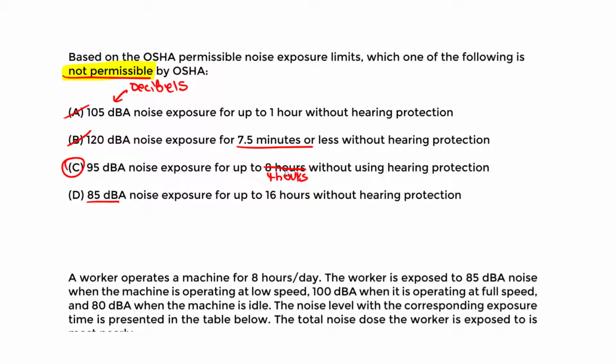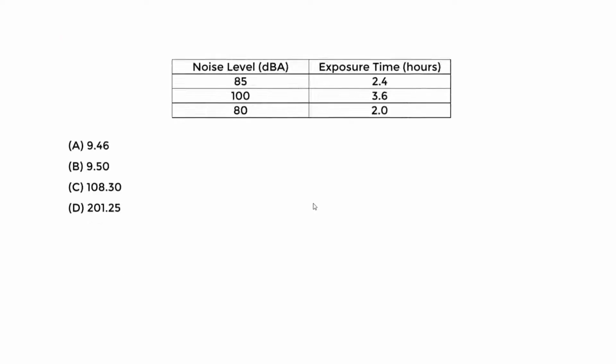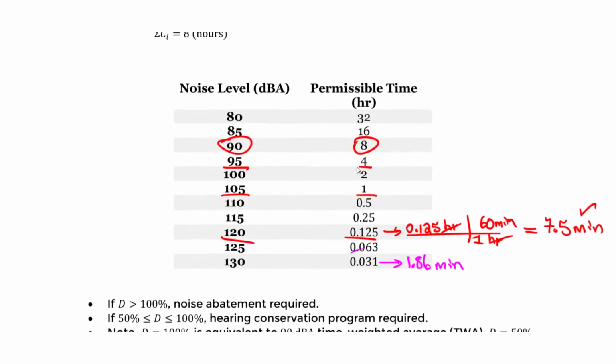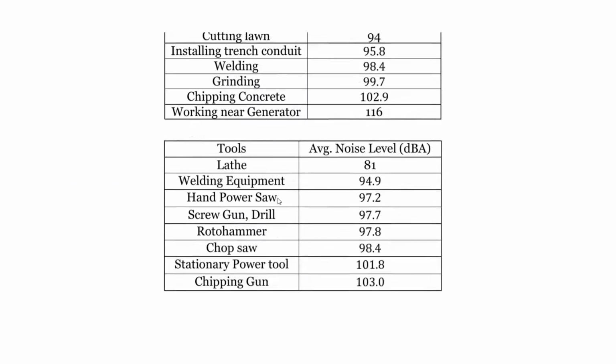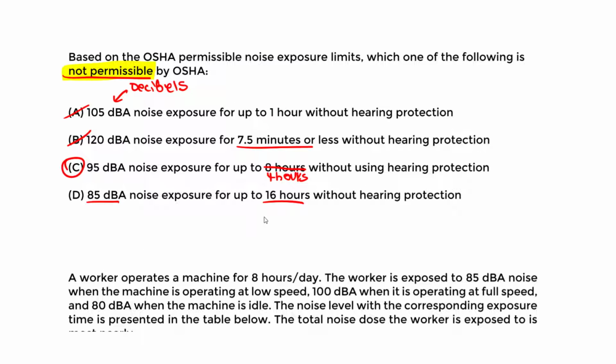Let's just check this one. 85, 16 hours. So 85, go down. For that, yes, it is 16. That one is true, so we just eliminate it. That is permitted, so that one's okay. The one that's not true, which is not permissible by the OSHA regulation, is going to be C.